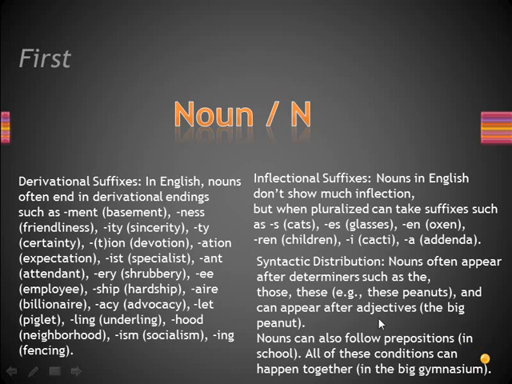Dan semua ini tadi, like determiner, adjective, and also preposition, they can be together in the same clause, like in the big gym. So we have a preposition, we have a determiner, and we also have an adjective. So this is the position of noun, or the syntactic distribution of noun.